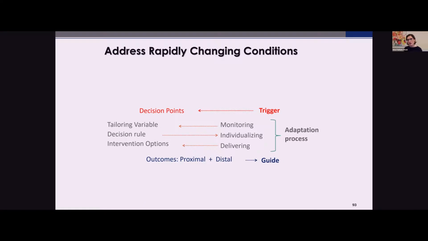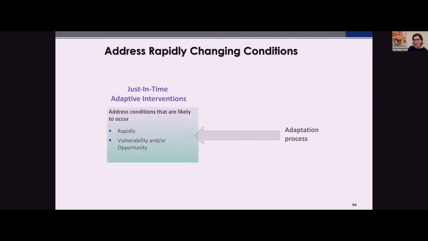But the reason I'm showing you this is because this is an adaptive intervention, but it's a special case of adaptive intervention where the adaptation process is designed to address conditions that change rapidly as opposed to slowly. And when you have an intervention, or when you want to develop an intervention in which the adaptation process is trying to address conditions that change rapidly, you can call this intervention a just-in-time adaptive intervention, or a JITAI.